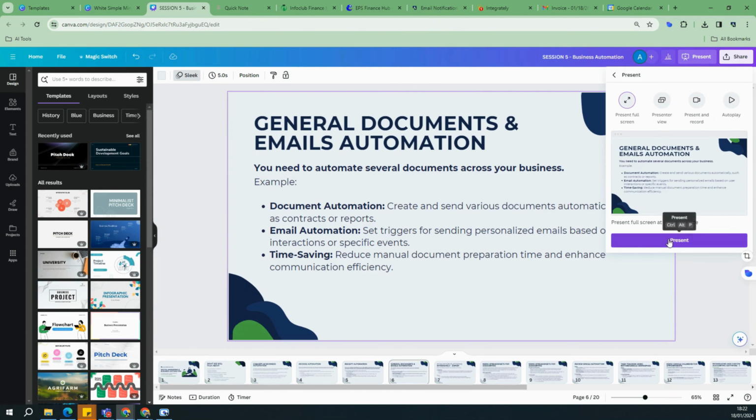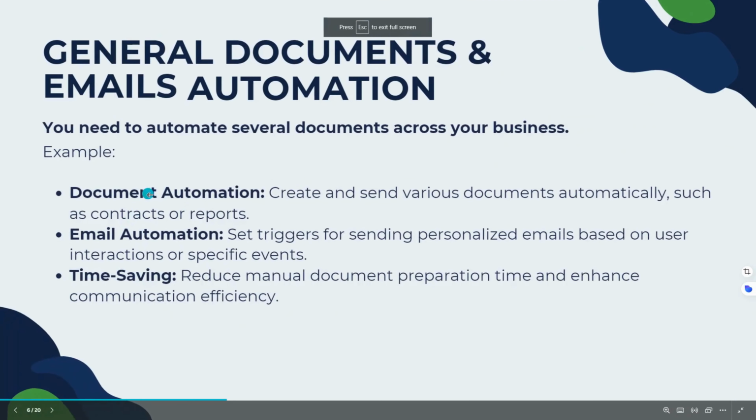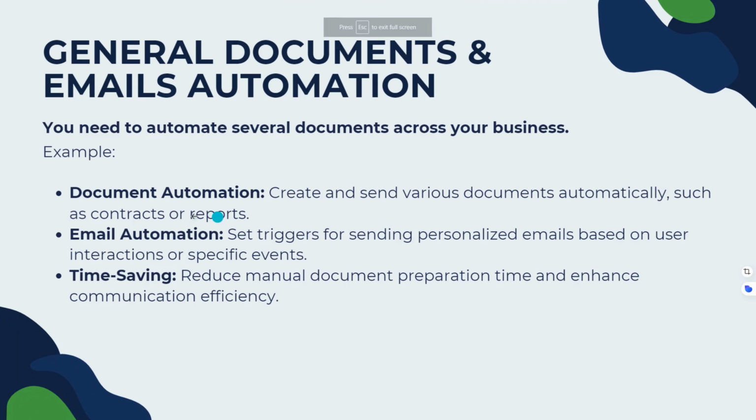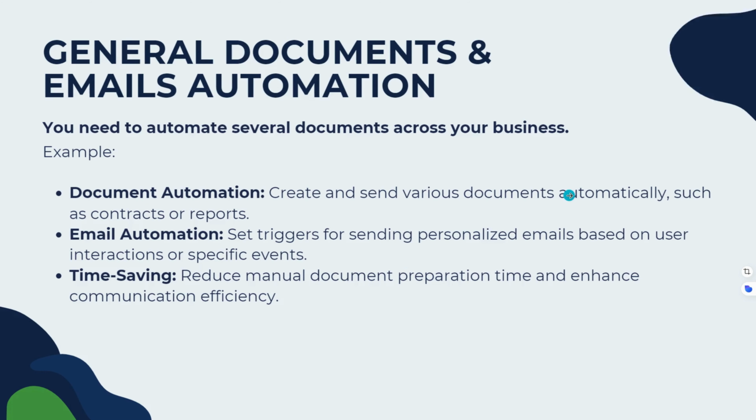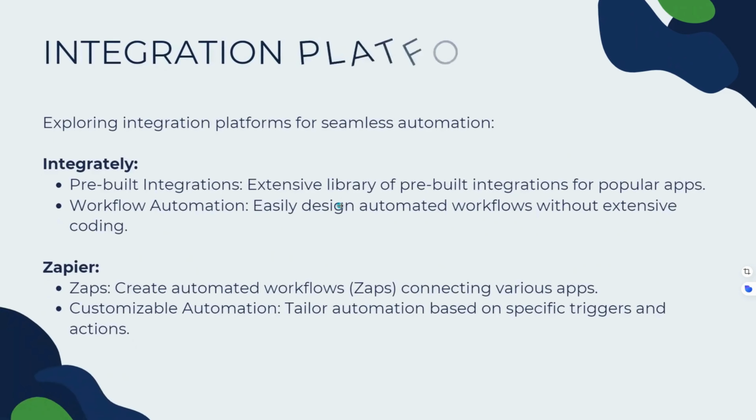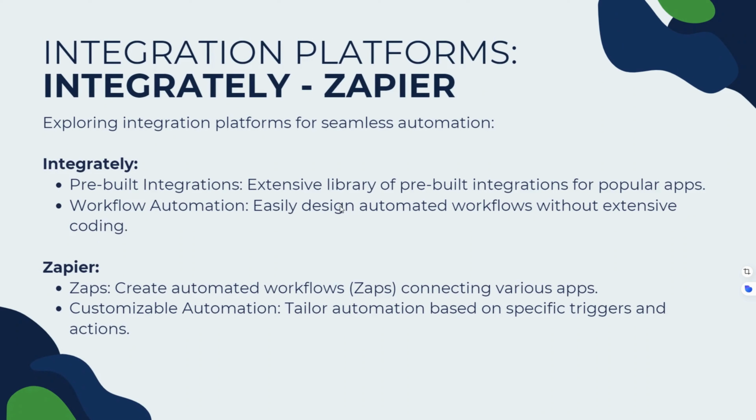Okay, so I'll just go and present again. So document automation, we talked about this. We talked about email automation, so you can have the emails already written in there and you can send them quickly. So that's already time saving. There's not much manual work you need to do, it's already done for you. Then the next step that you can do is connect these forms to platforms like Integrately or Zapier.